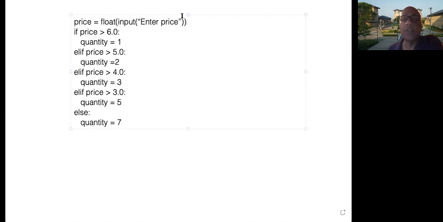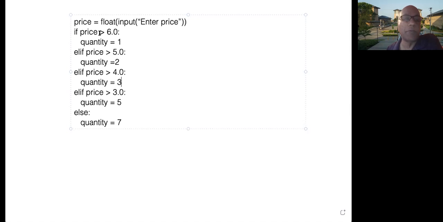You ask for the price, and if that price is more than 6.0, let's say 7, you set quantity to 1, and all of this would be ignored. This means else if. So this will be ignored, this will be ignored, this will be ignored, everything else is ignored.